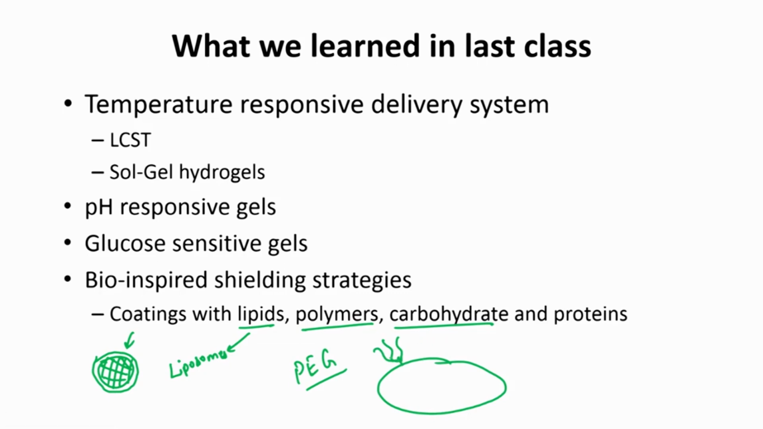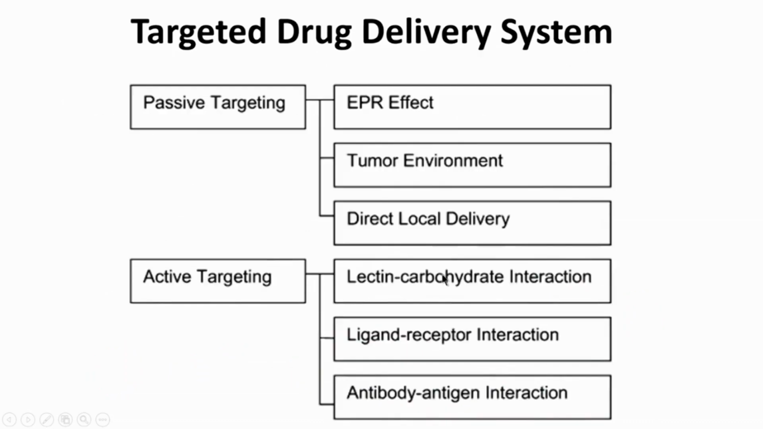So, we can use a similar strategy on our particles, and then finally, we can coat them with proteins that are also present on the cell surface to sort of give a signal that this is a self protein or this is a self material. So, we will continue the discussion today in this class and talk about targeted drug delivery systems.